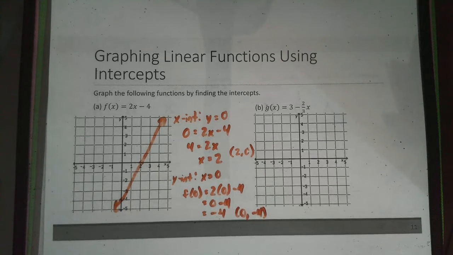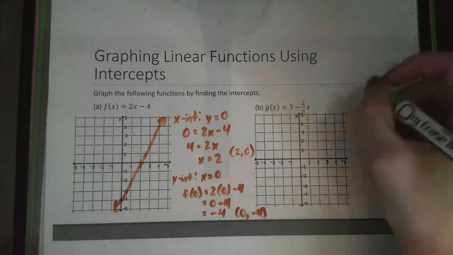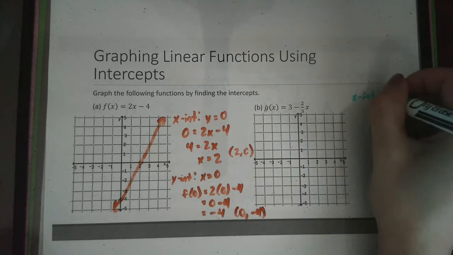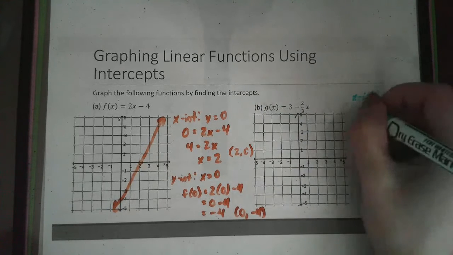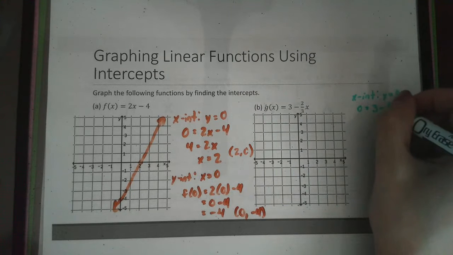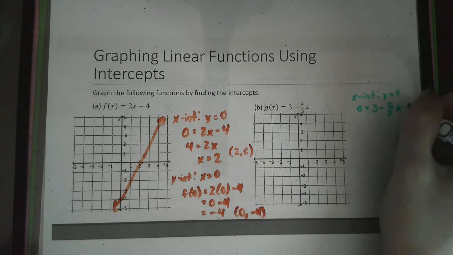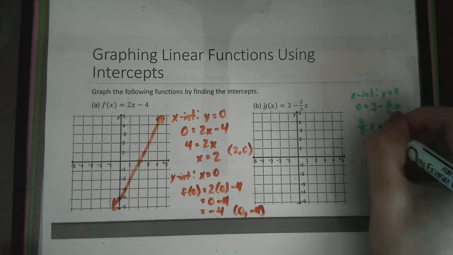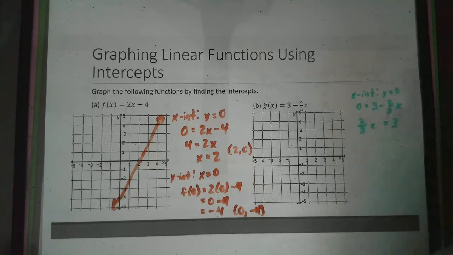Next up, we're looking at g of x. G of x is equal to 3 minus 2/3 x. Let's start with our x-intercept. For our x-intercept, we let y be 0. So that'll give us 0 is equal to 3 minus 2/3 x. I'm going to add my 2/3 x to the other side. 2/3 x is equal to 3.